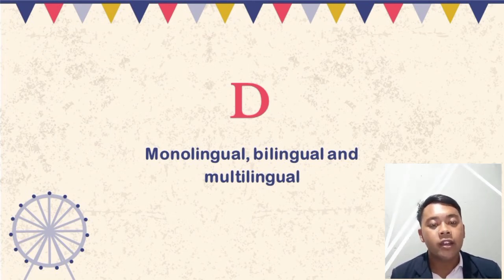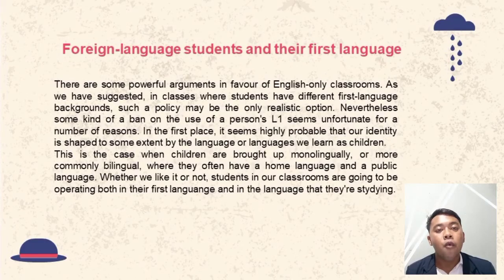Language has been described as conferring symbols that contain meaning and also the rules for combining these symbols. The definition: monolingual is the ability to speak just one language, for example in Spain, Russia, and others. Bilingual is the ability to speak two languages, and multilingual is several languages. And we continue to foreign language students and their first language.